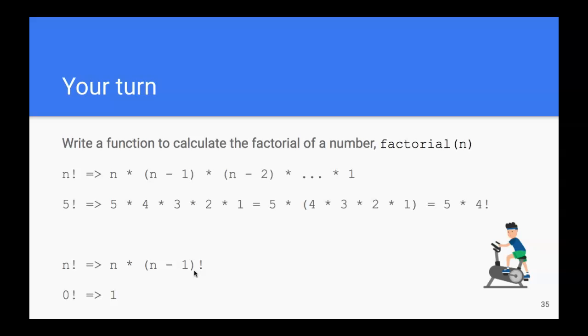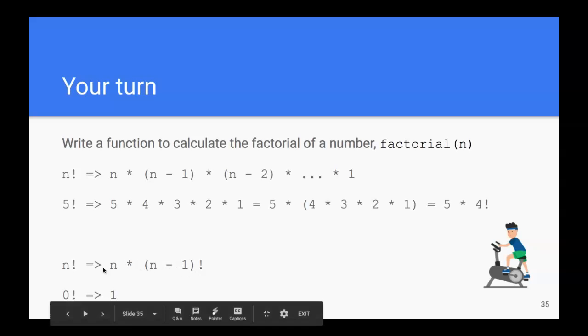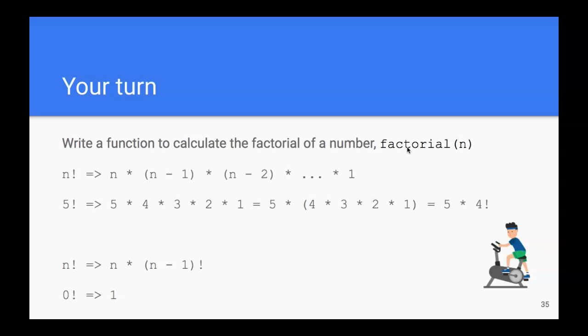All right. And the base case, or the most trivial factorial, is when n is 0. 0 factorial is defined mathematically to be 1. So pause the video for a moment and try to write a recursive factorial function.